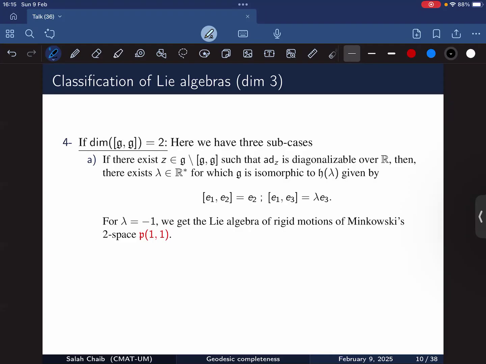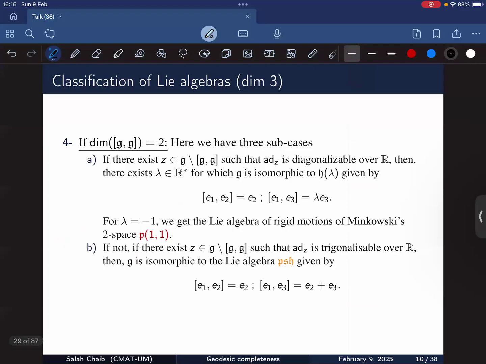In the case where lambda equals -1, you note that this matrix will be traceless, and all the other ads are traceless. We get the Lie algebra of rigid motions of Minkowski 2-space. And in fact, this algebra is unimodular. If it is not diagonalizable, if it is trigonalizable over R, then it must be isomorphic to this Lie algebra. We call this Lie algebra the pseudo-homothetic Lie algebra, and it's given by this bracket relation. I will come back to this algebra later.